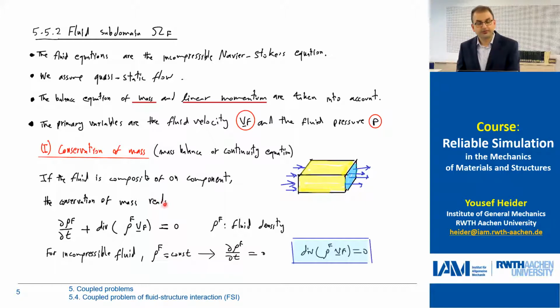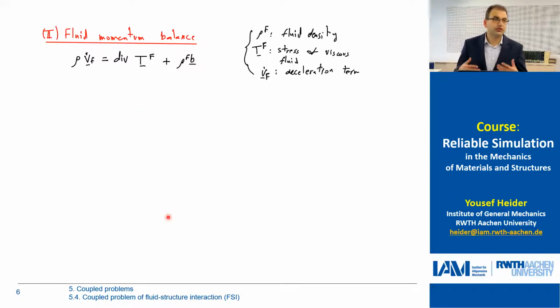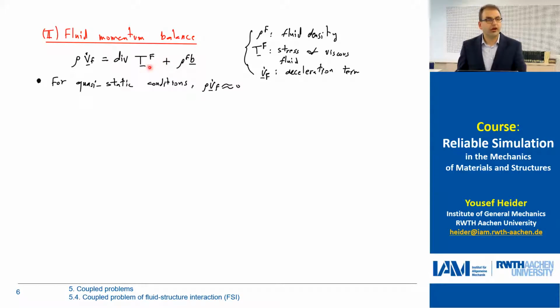Now the second equation, which we need because we have two variables, is the fluid momentum balance. It can be given in this form in general, which includes the density: rho f Vf dot equals divergence of Tf, which is the total stress of our viscous fluid, plus rho f multiplied by b. Now, if we say that we have a quasi-static setup, then we have rho f Vf dot equals 0.